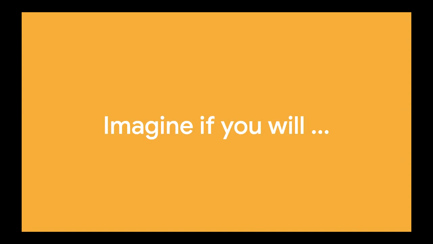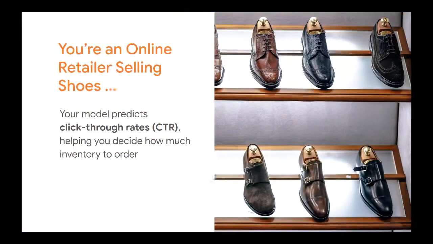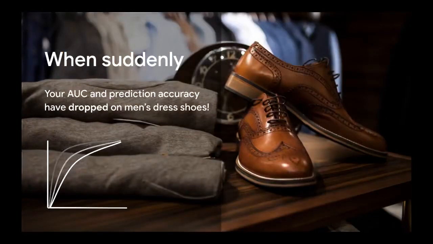Try to imagine that you're an online retailer and you're selling shoes, and you have a model that's predicting click-through rates. And based on your click-through rates, you're deciding how much inventory to order. Suddenly, your AUC, your prediction accuracy, drops, not across your entire product line, but on one particular part, men's dress shoes.